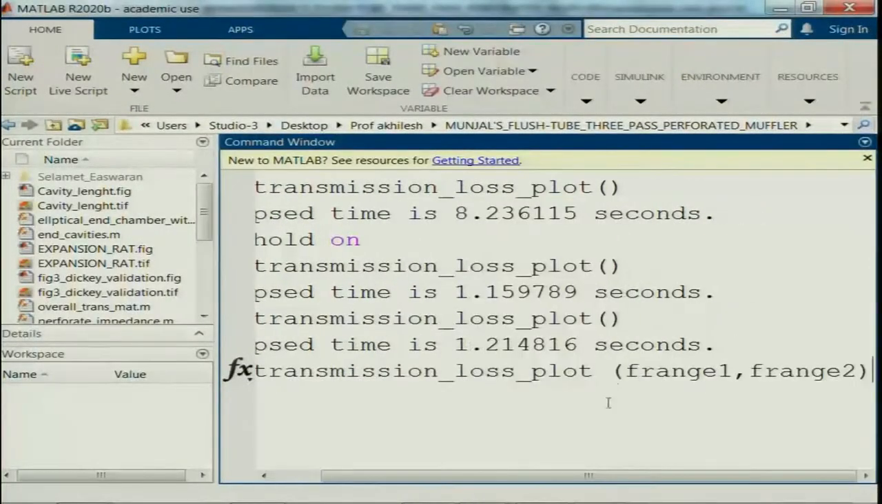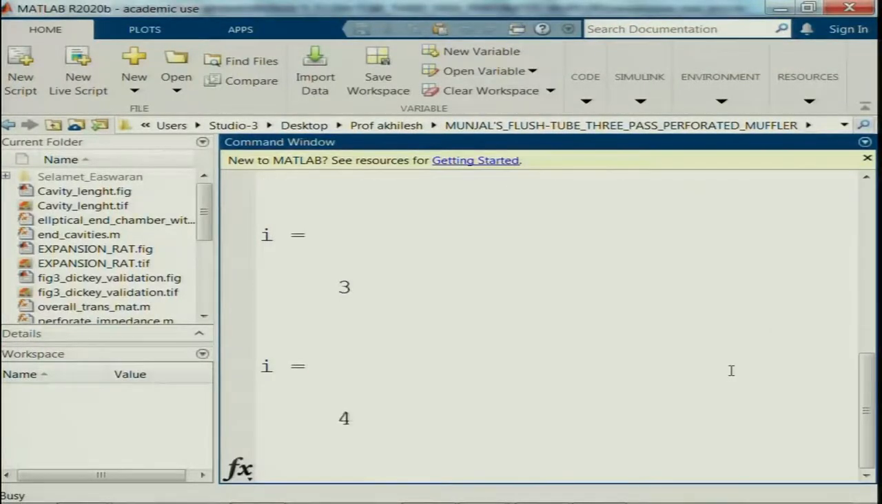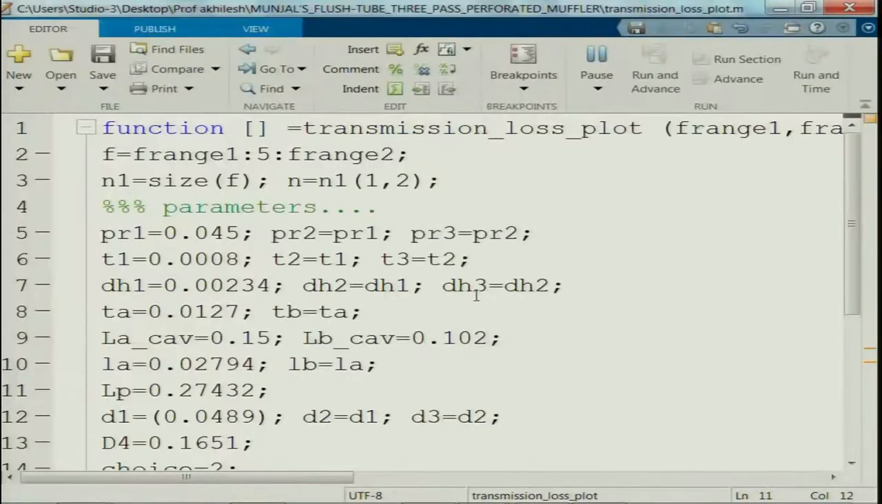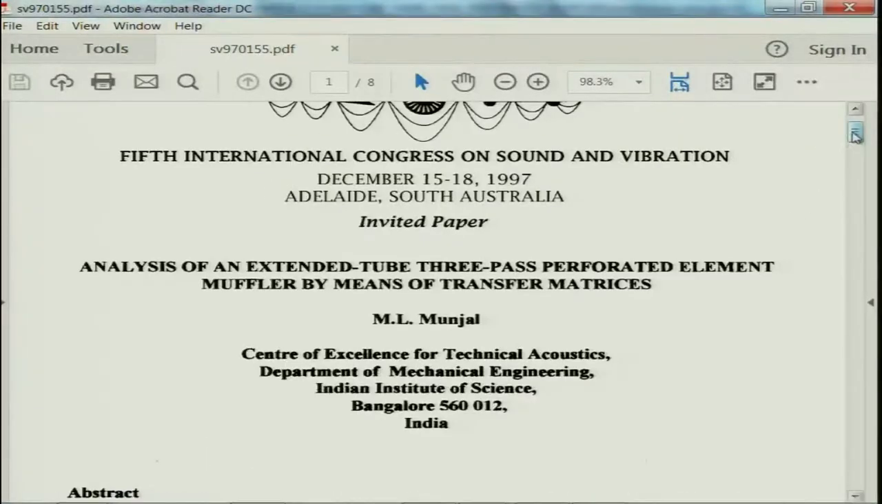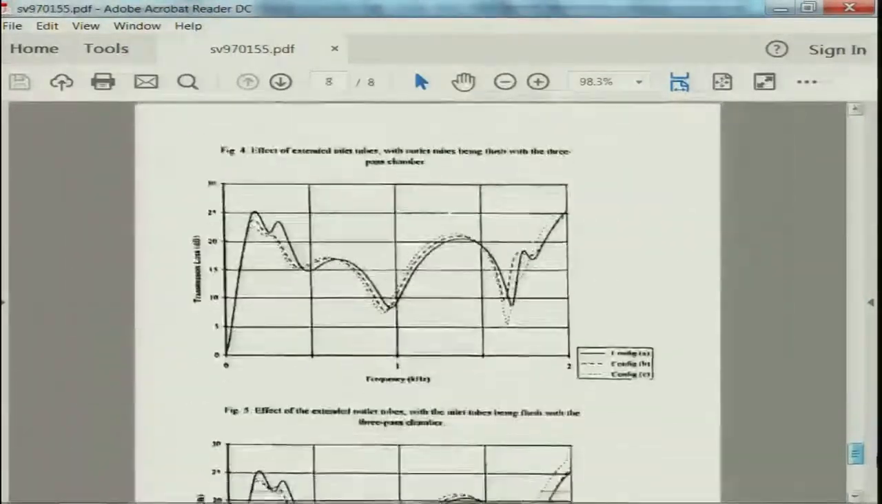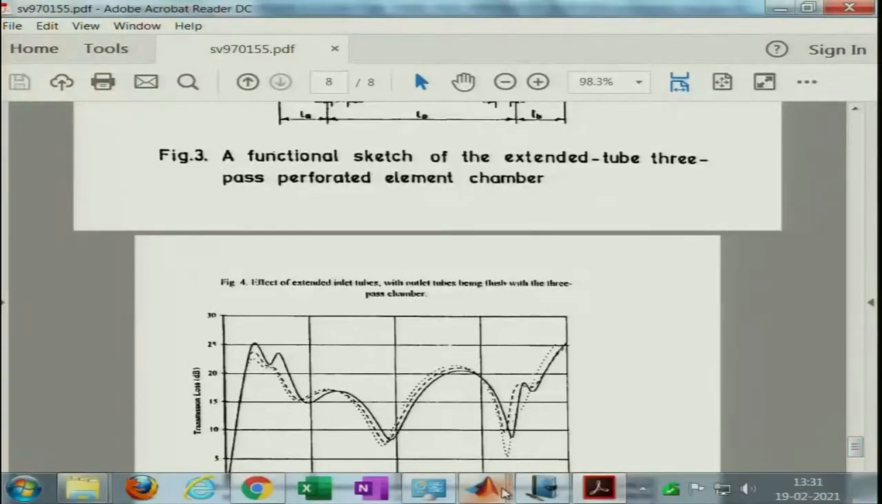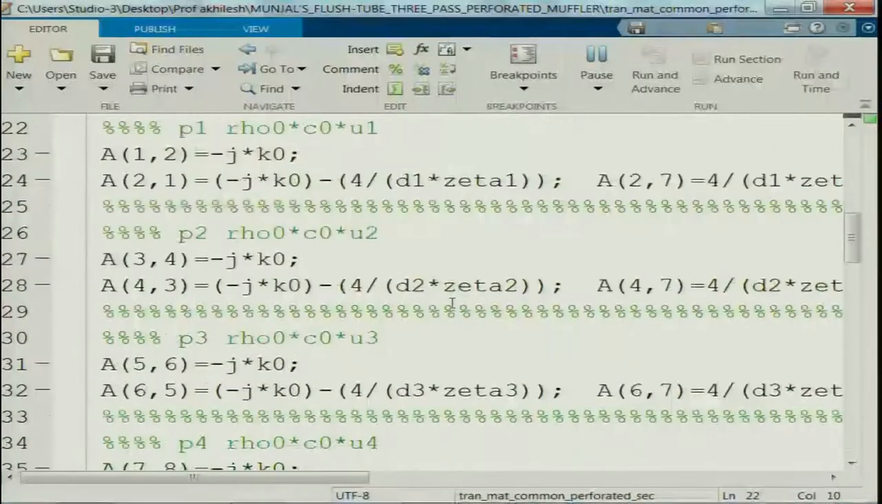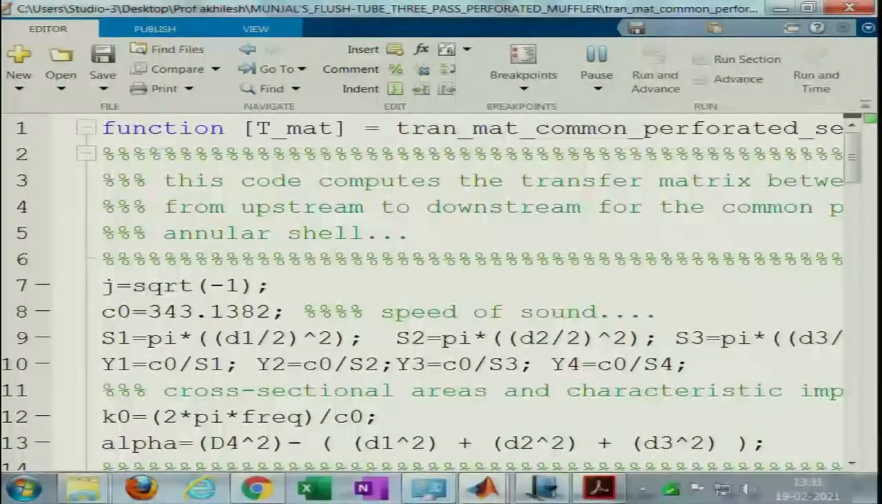But let me get some nice curves, beginning from 5 hertz up to 1500 hertz. Let us see what we get. This is going to take about 300 or 301 runs. We should be getting a curve like the kind of broadband one we got here. Of course, mean flow is not considered, and we are just considering the perforated impedance by the classical one, not using the LNRDS one.